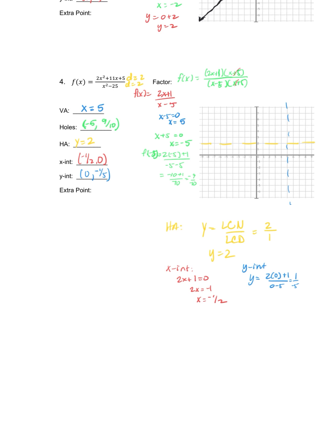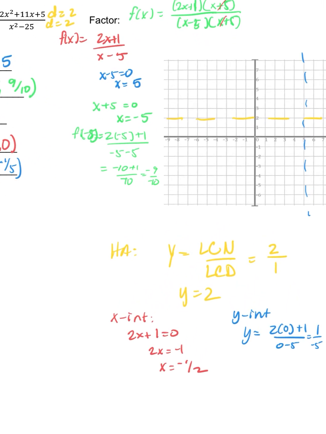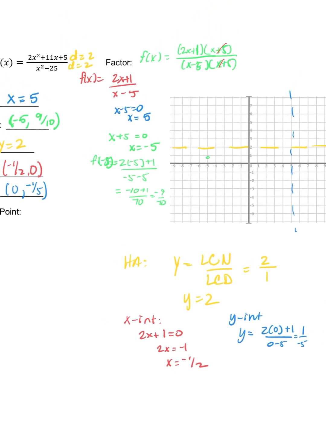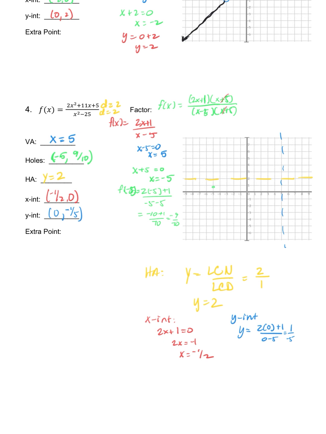It's a very, very small number here. So -5 and 9/10 is closer to -1, so it's right here. And then we have an x-intercept at (-1/2, 0), so it is here. And then we have a y-intercept at (0, -1/5), which is really small, right here. Okay, so this graph has to come from the left here.